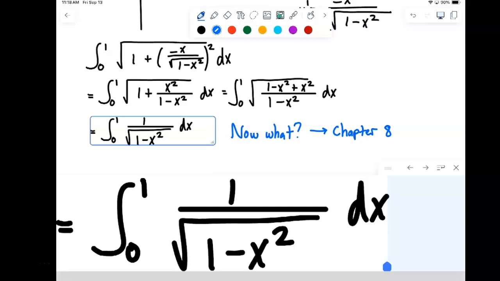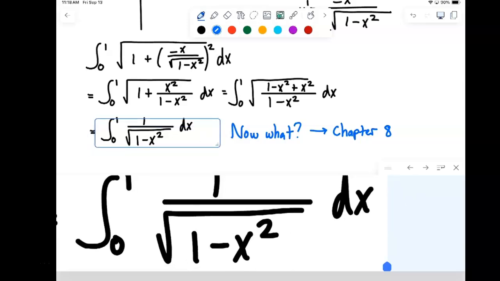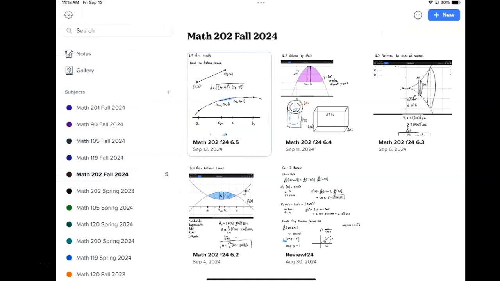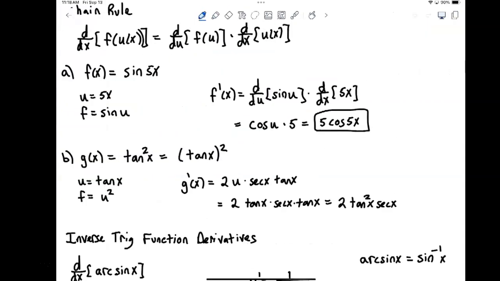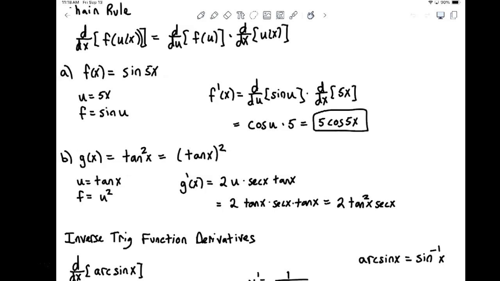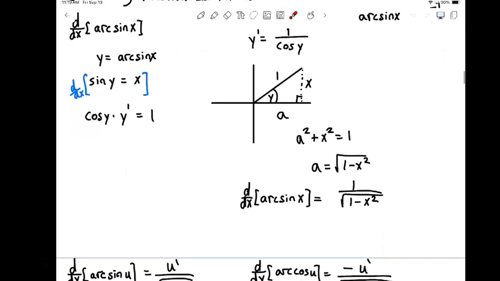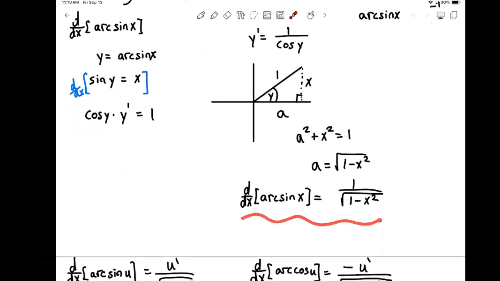Well, we can do it. We just have to recognize a fact. And that is that 1 over the square root of 1 minus x squared is something we have seen before. In fact, we saw it on our very first day when we looked at derivatives of inverse trig functions. And we found that the derivative of the arcsine function is 1 over the square root of 1 minus x squared. And so here we have to recognize it.